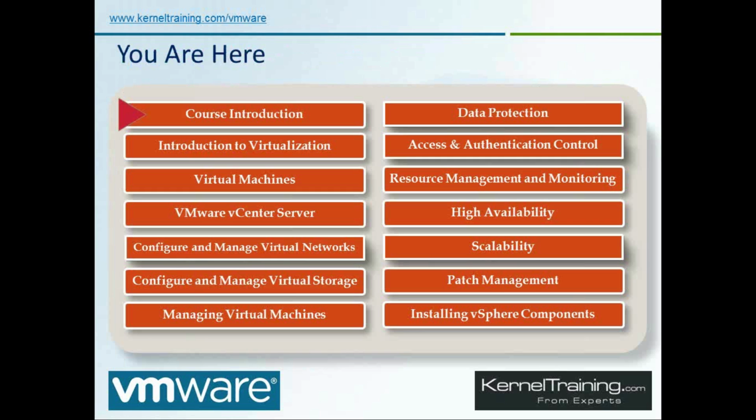Okay, we have dealt with the introduction to virtualization. Virtual machines, as I told you, are the ones that contain the operating system. These operating systems could be anything, a client operating system or a server operating system. Examples of client operating systems are Windows XP, Windows 7, Windows 8, and examples of server operating systems are Windows 8, Windows 8 R2, Windows 2012.